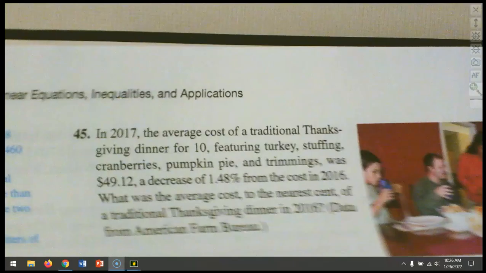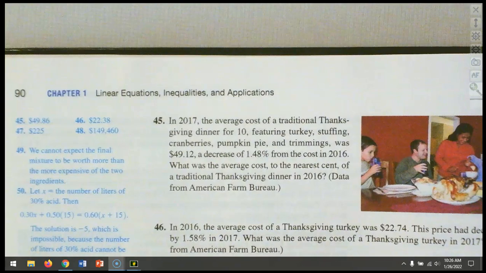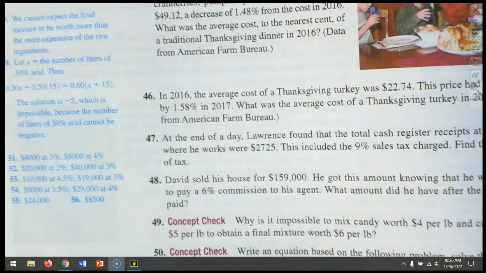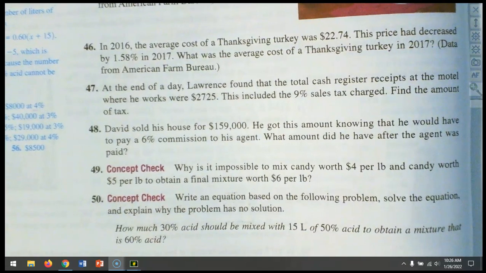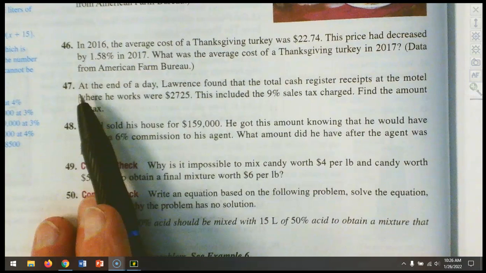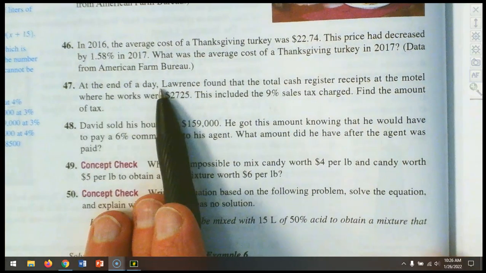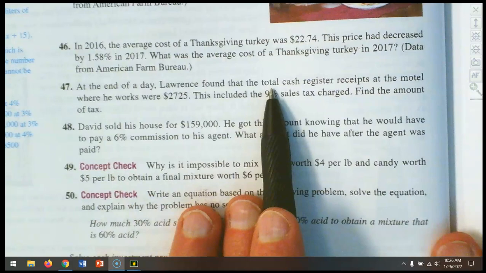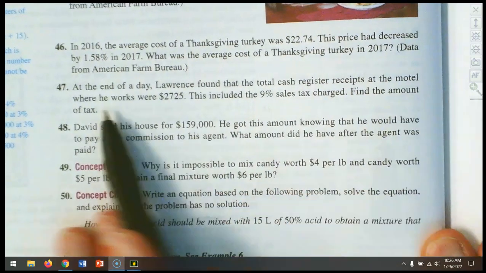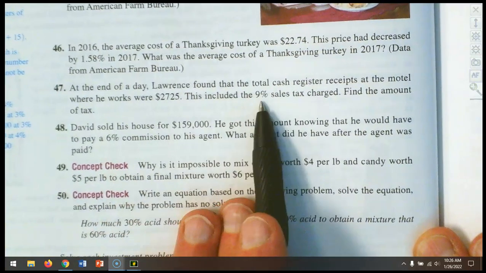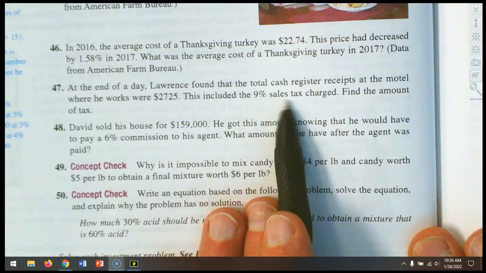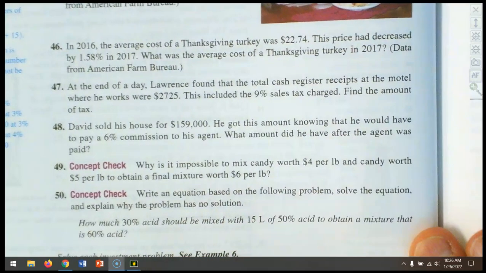Question 47. Again, this is another percentage type of problem, and this one is actually working with sales tax. We talked about it. This is just an application of that. At the end of the day, Lawrence found that the total cash register receipts in the motel where he worked were $27.25. This included the 9% sales tax rate charged. Find the amount of the tax.